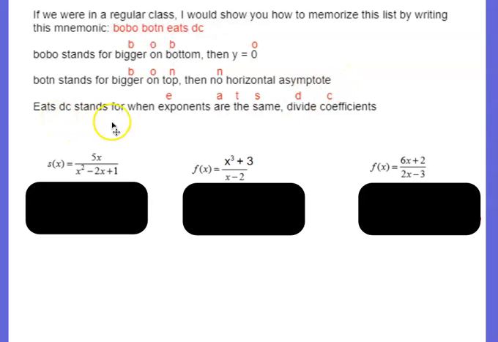EATS DC stands for when exponents are the same, divide coefficients. So you're dividing the leading coefficients when you notice that the exponents are the same.